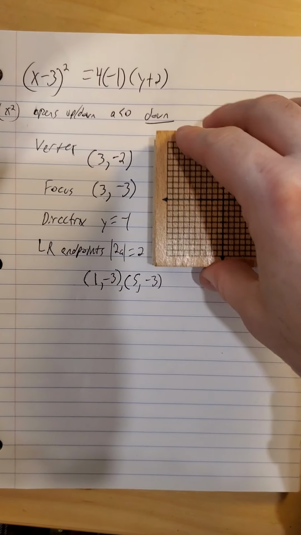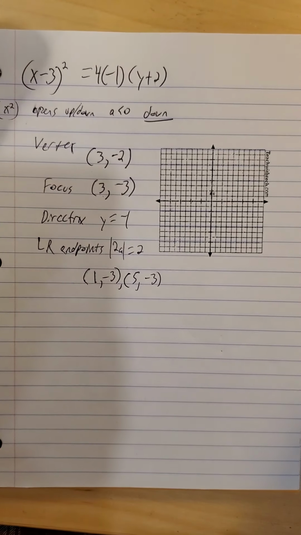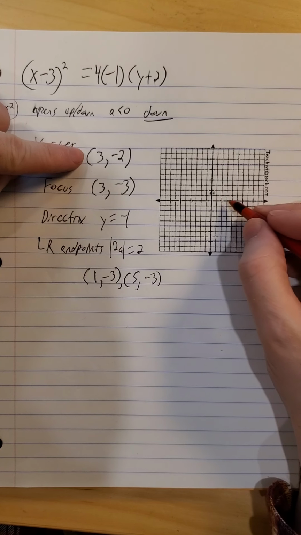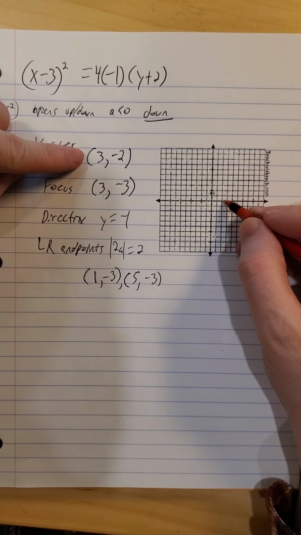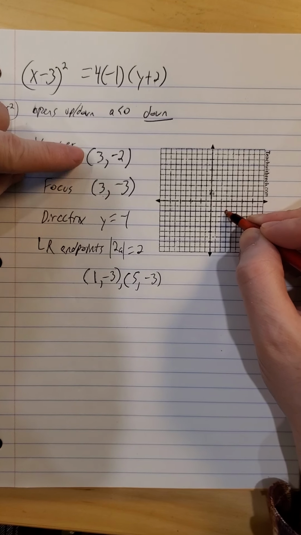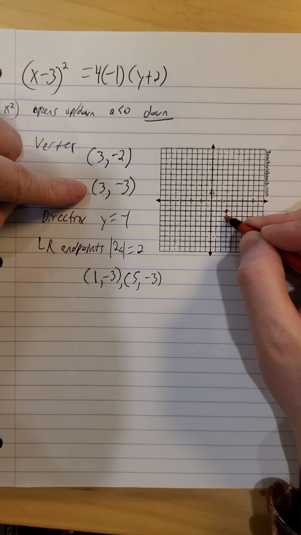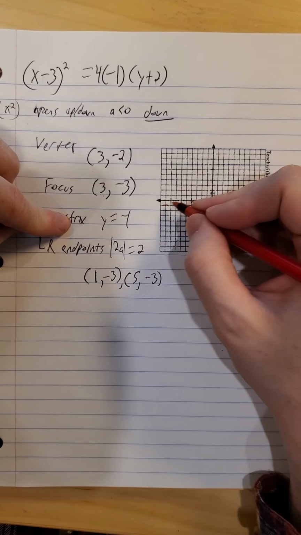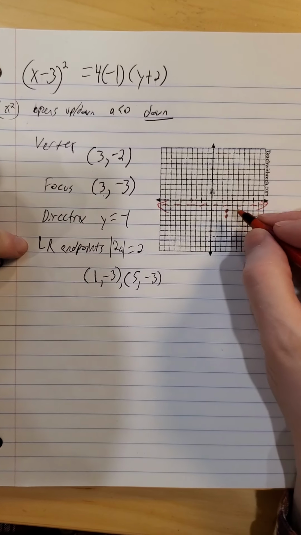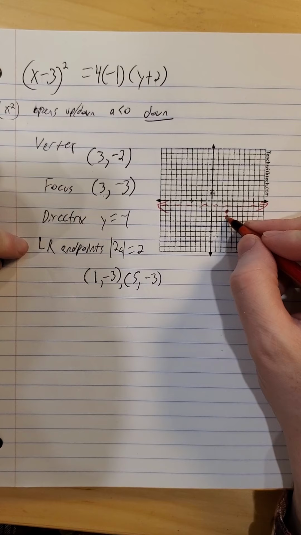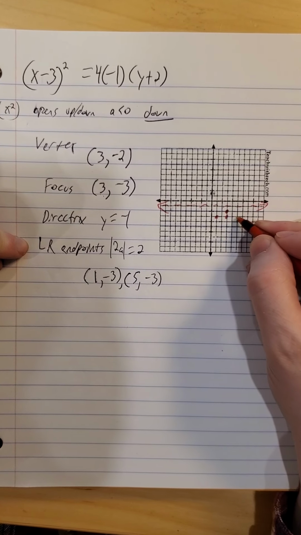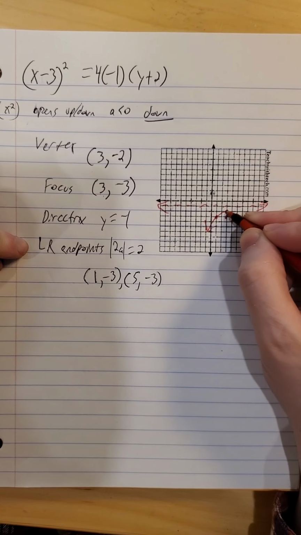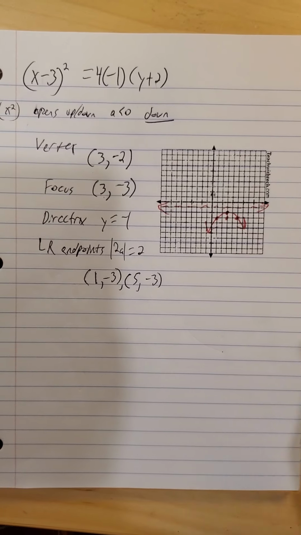So same idea, we just did a little bit of shifting work. Alright, so our vertex, instead of on the origin, we're at (3, -2). Focus is at (3, -3). Directrix y equals -1. Latus rectum endpoints, we're going to move 2 units left and right from the focus. 2 this way, 1, 2 that way. So we connect that with a nice, pretty smooth curve.